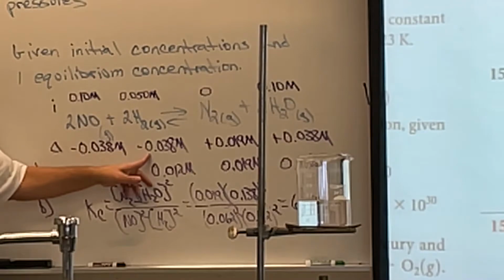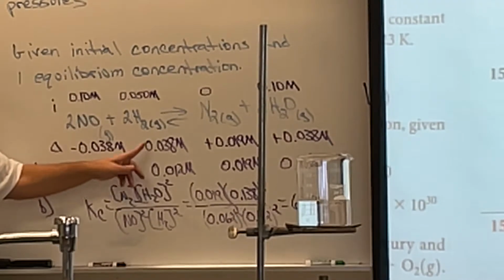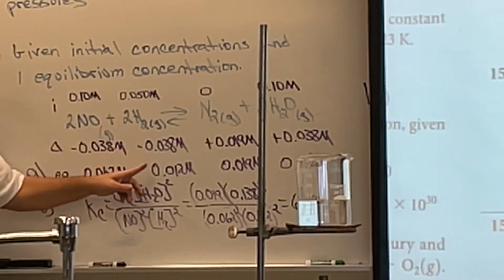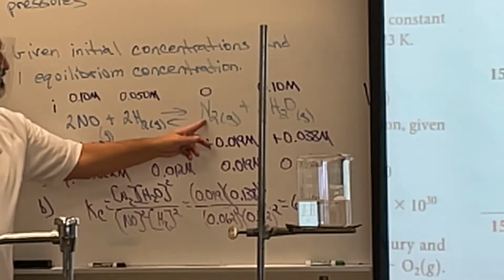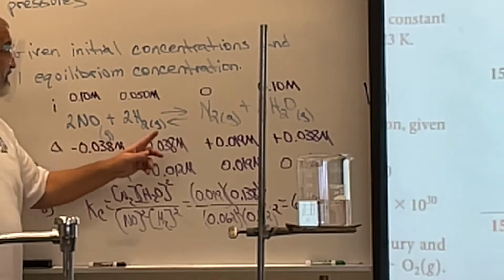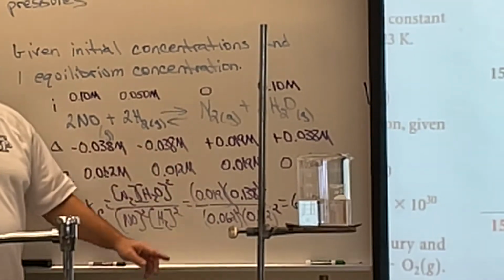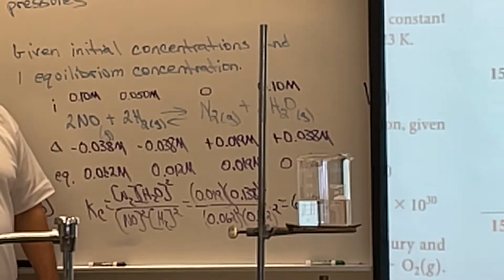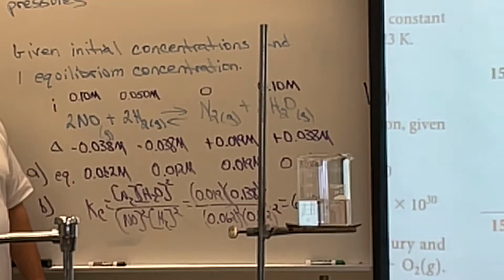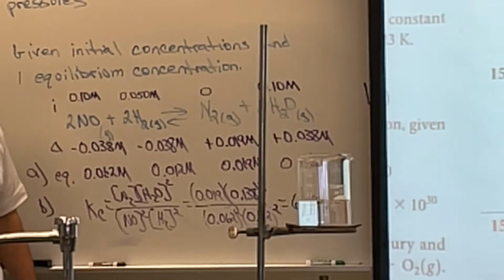So this concentration went down by the same amount. But we didn't start with the same amounts, so we didn't end up with the same amounts. And then this is how much got formed. 2 makes 1, so 0.038 is going to make 0.019. It's just the coefficients, the mole ratios. Okay?